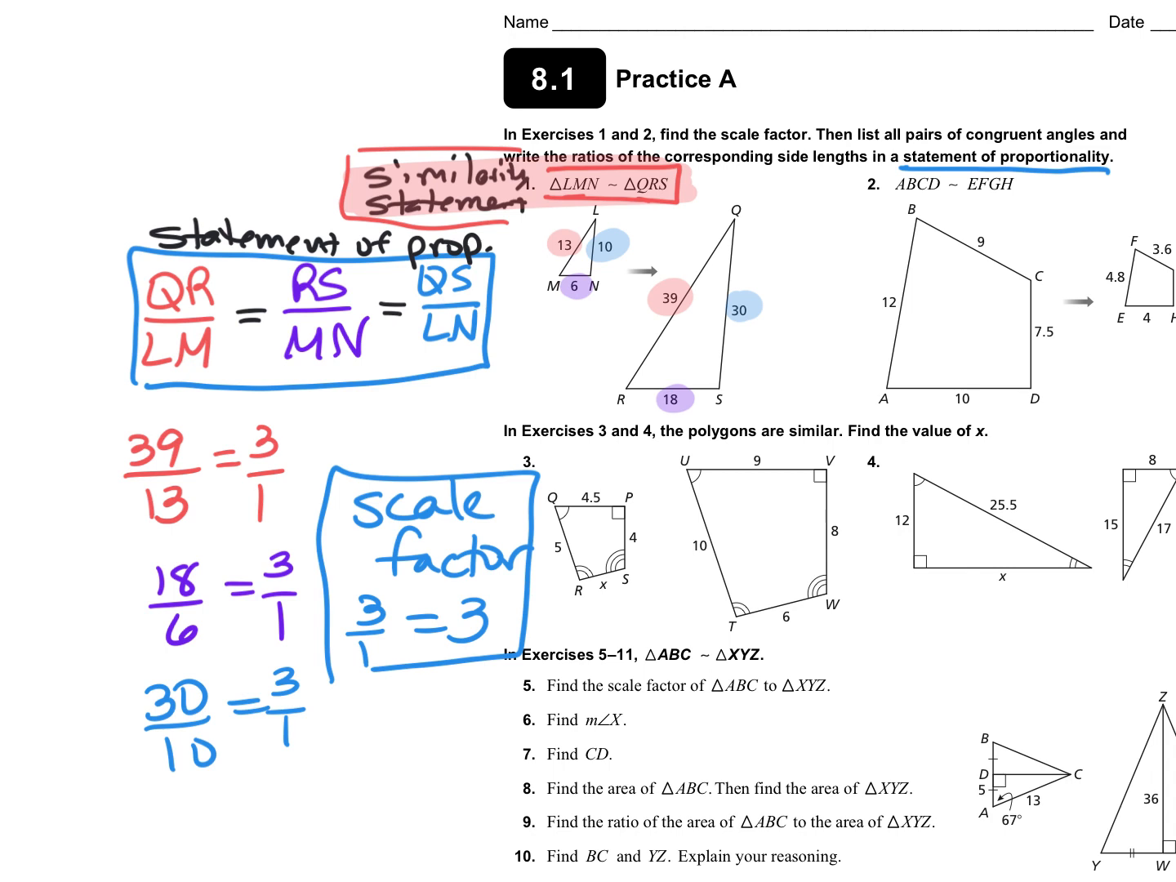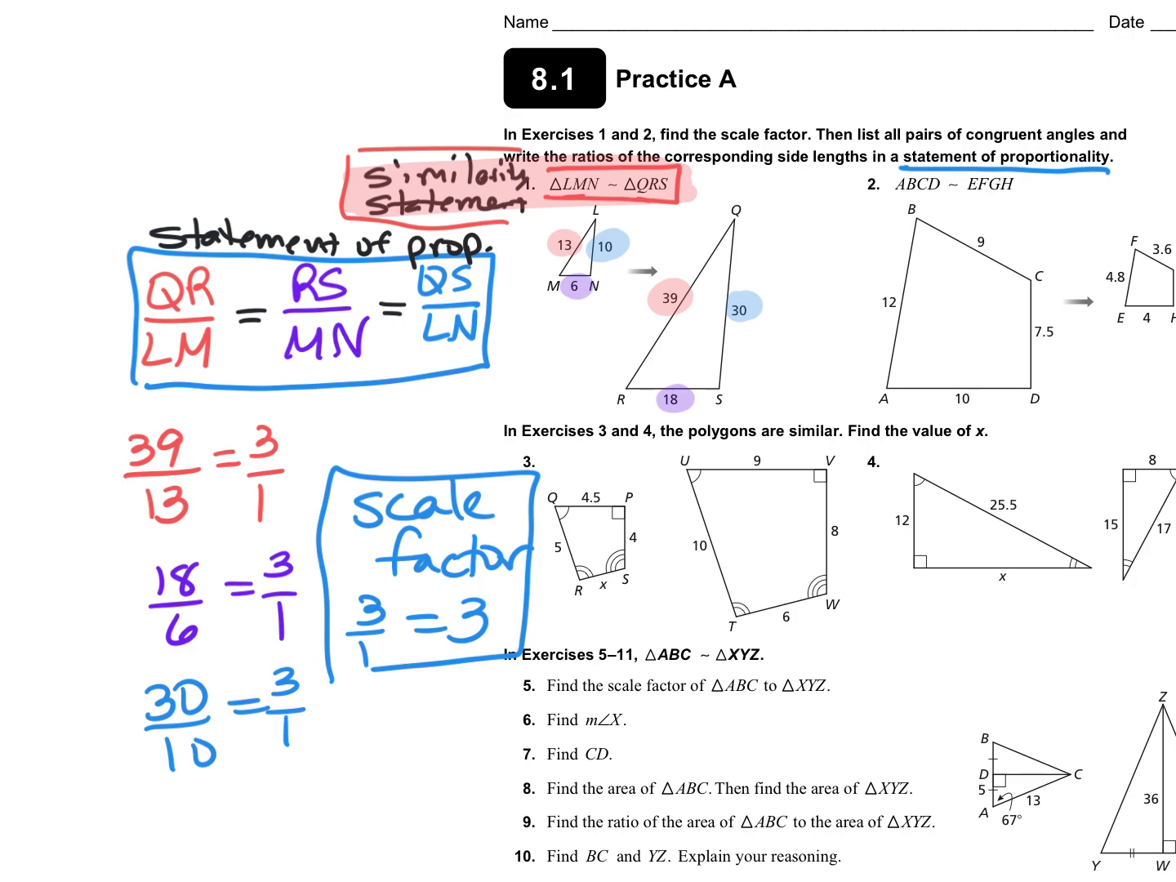So number 2 is the same thing. They're just quadrilaterals. So you would use that similarity statement to see the sides that match. Yes. Also be able to find the value of x. So if they tell you the polygons are similar, you can set up a proportion.